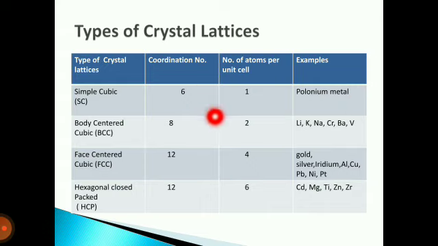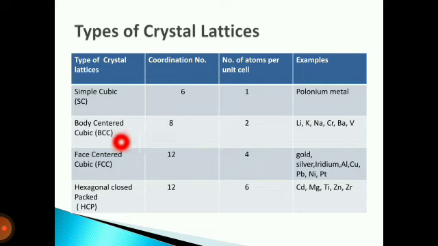So in this lecture we have studied these types of crystal lattices, that is cubic crystal system and hexagonal crystal system we have studied. Under cubic crystal lattices we have studied simple cubic, body centered cubic and face centered cubic. In simple cubic, coordination number is 6, number of atoms per unit cell is 1, and polonium is the only metal showing simple cubic arrangement.